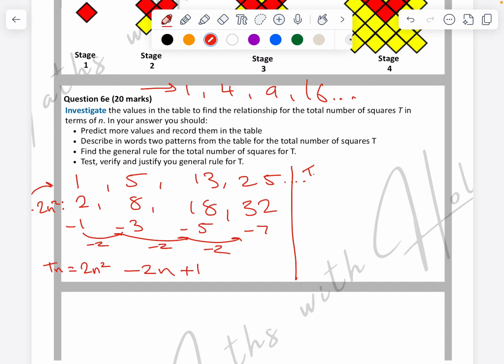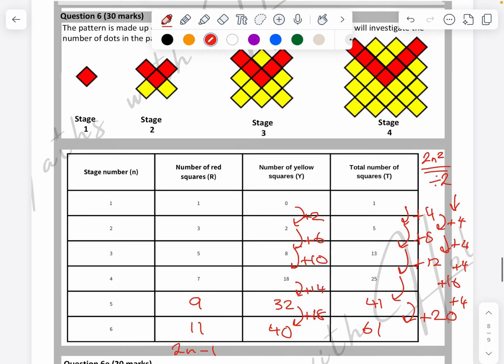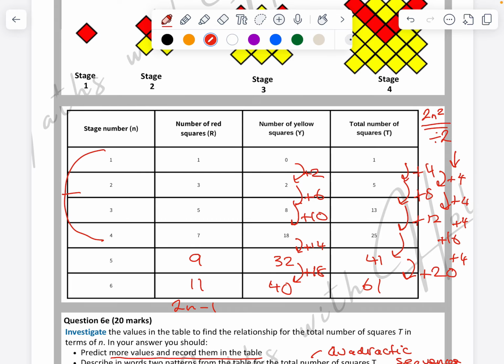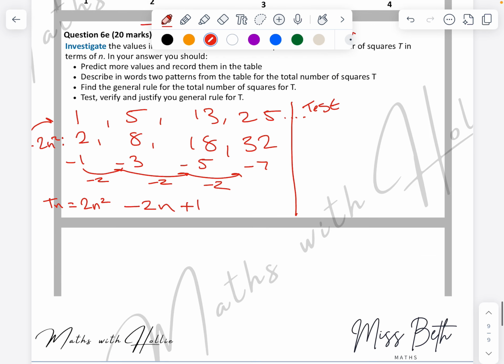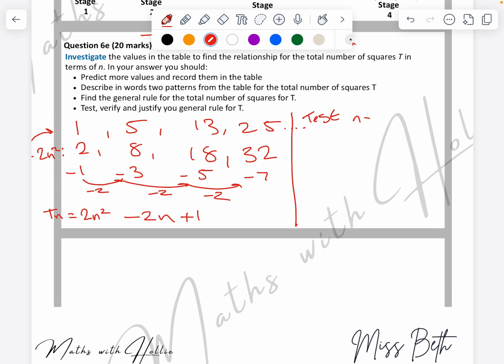We need to test and verify. So if you test, we're going to put our numbers in that were from 1 to 4. Verify is 5 and 6. So if I go back down, you don't have to do them all. I'm just going to do n as 2 for the first one. So 2 times 2 squared minus 2 times 2 plus 1. The answer for that is 2 squared is 4. 8 minus 4 is 4 plus 1 is 5. So that works.